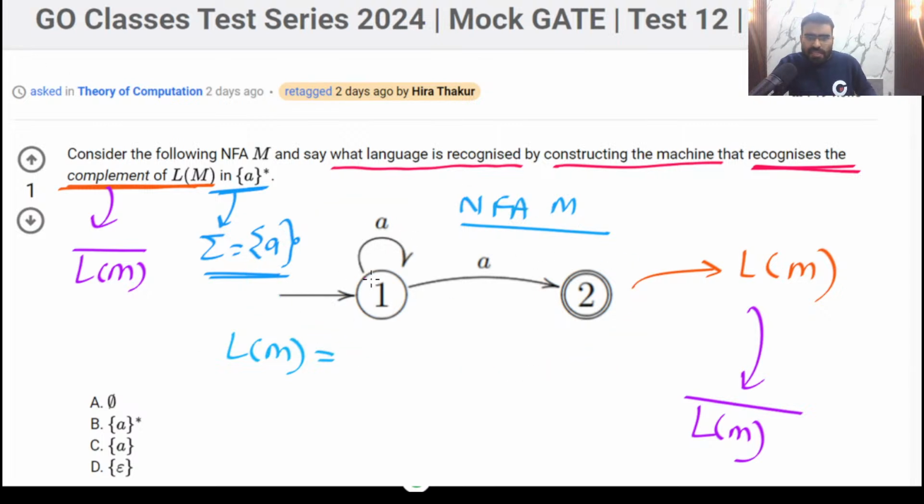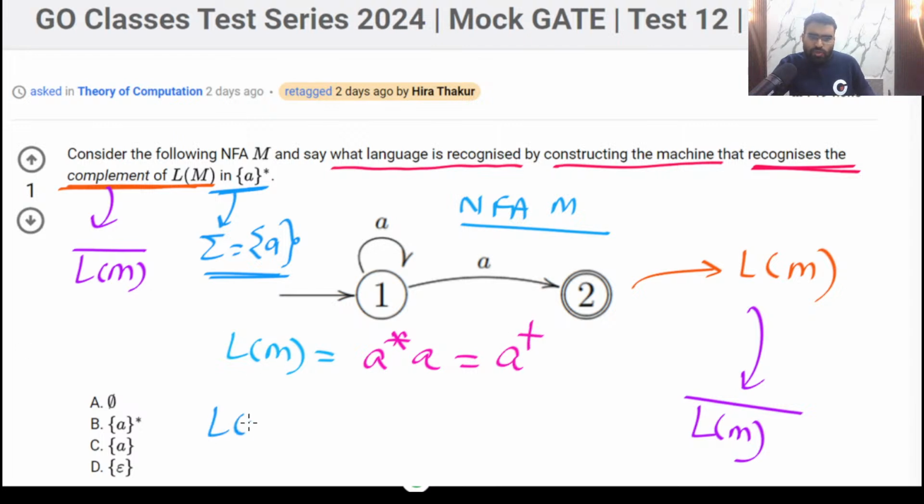You can see that is any number of A's followed by A. Any number of A can come. And then finally, at last, you should have A, and then you will go to the final state. In the final state, you cannot read any symbol. So very simple. The language is basically A star A, that is same as A plus. So this is the language.